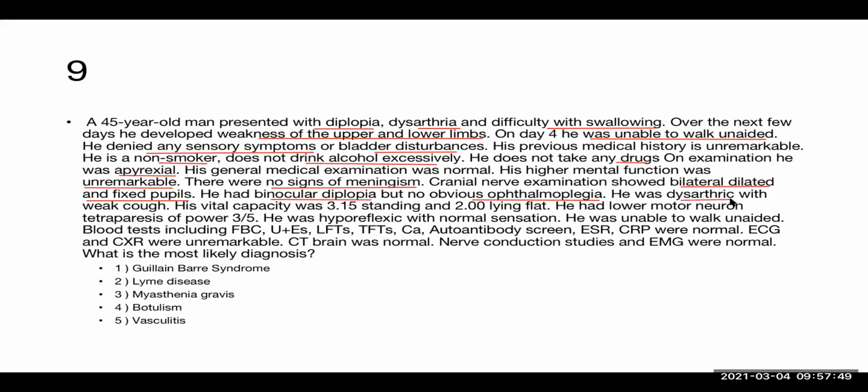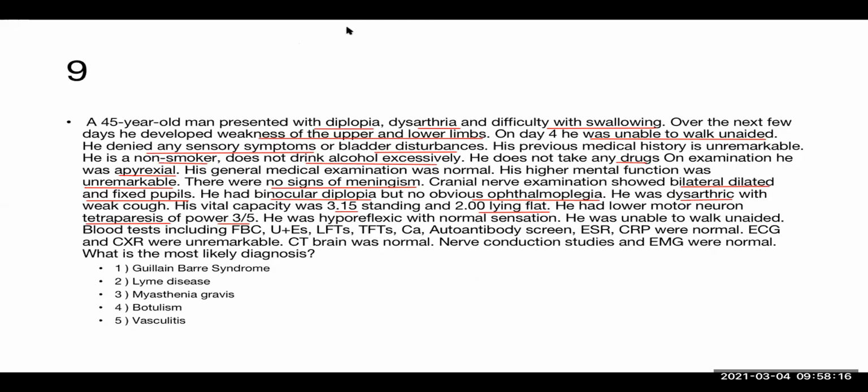He was dysarthric with weak cough. Vital capacity was 3.15 standing and 2 lying flat. So there is a bit of problem regarding breathing already. He had lower motor neuron tetraparesis. See that all 4 limbs are affected, of power 3 by 5.